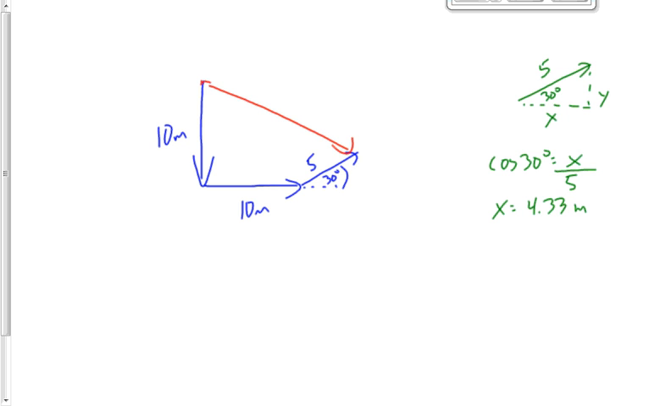meters. The y component is the opposite side. And the opposite side, along with the hypotenuse, requires us to use the sine function. Sine 30 is equal to opposite over hypotenuse.